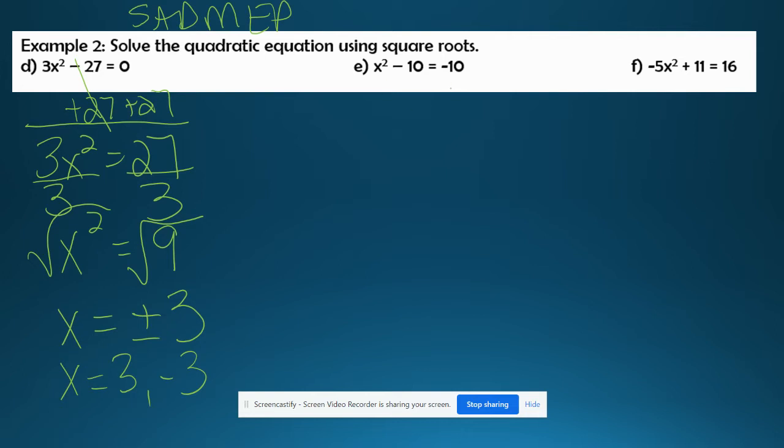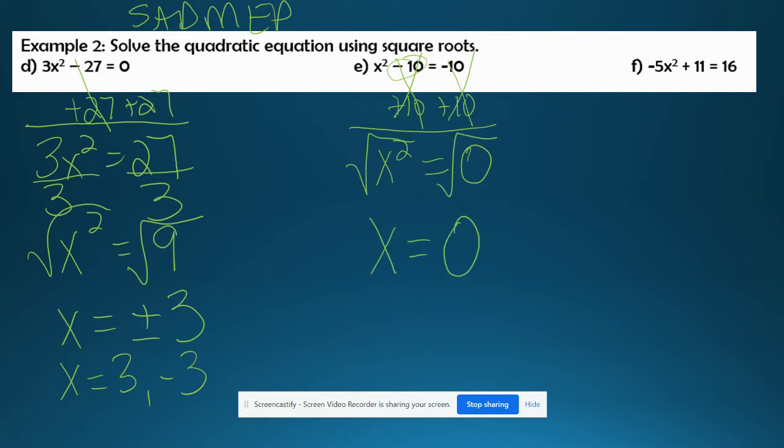Letter E, we have to move this 10 over. The opposite of negative 10 is positive 10. Adding 10 to both sides, we have x squared. These add to 0 equals, these also add to 0, so we have to write down that 0. And again, the opposite of a square is a square root. Take the square root of both sides, and the square root of 0 is just 0. So our root, solution, x-intercept, is 0.